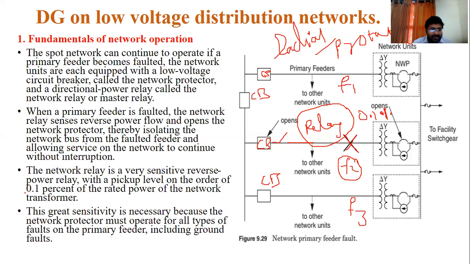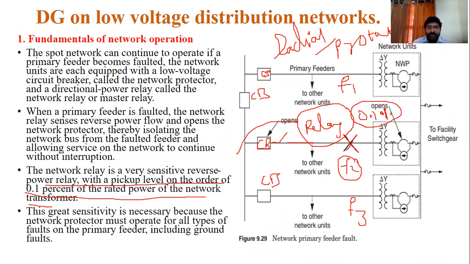Highly sensitive. Now see this. This is the percentage of the rated power of the network transformer in relation to the pickup level. Pickup level means the operating level. When the current level changes by this much, 0.1 level, then which level?